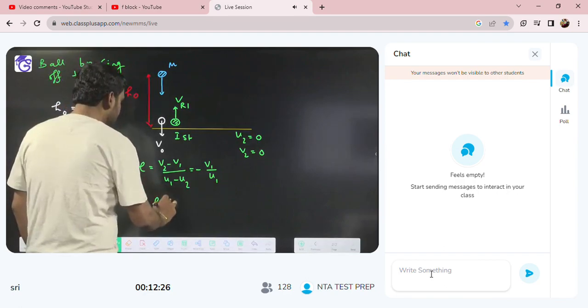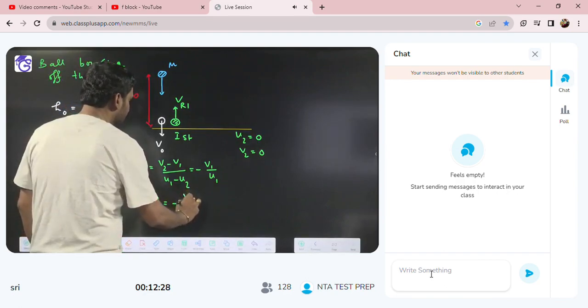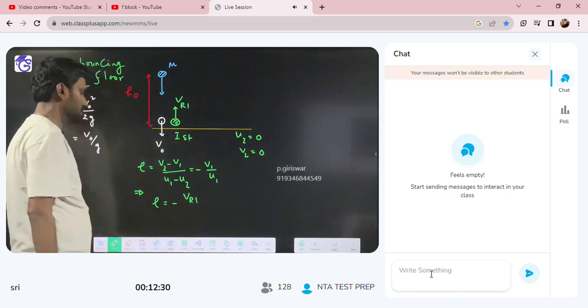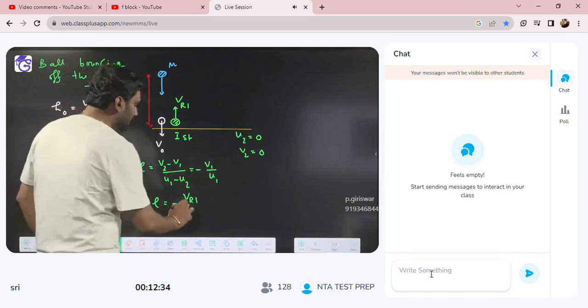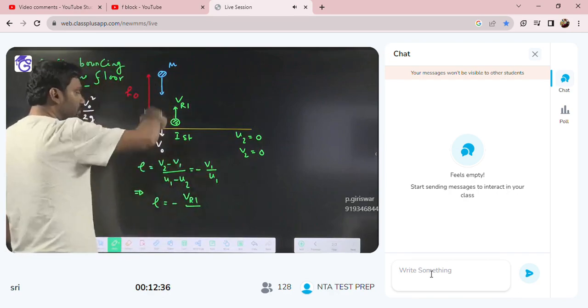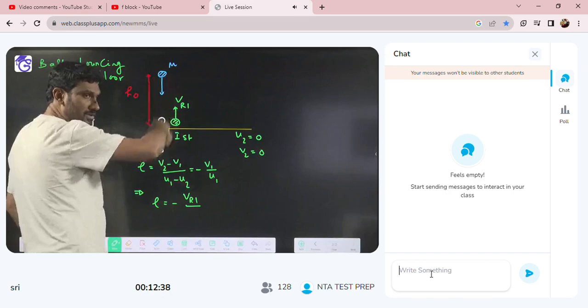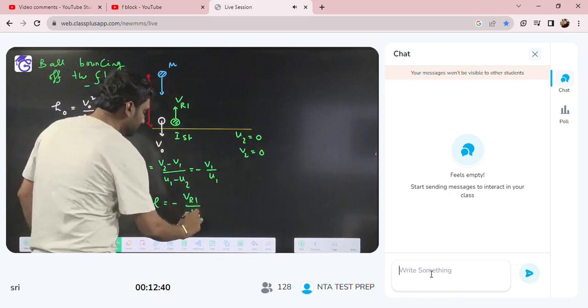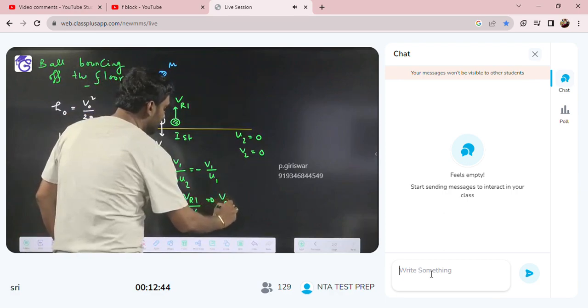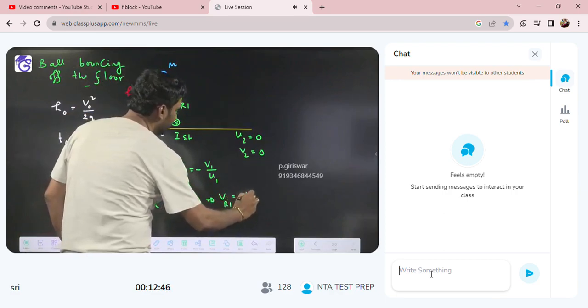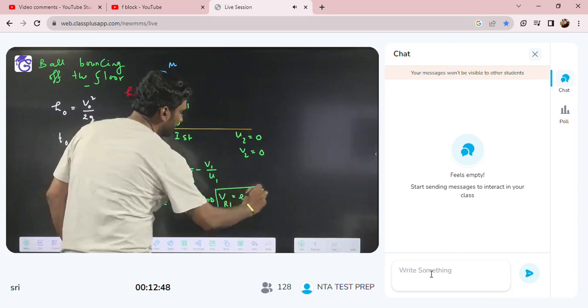So E is equal to minus of VR1 divided by U1. How much is U1? U1 is V0 but minus V0 since it is down. So minus minus plus. So we can write VR1 is equal to E into V0. That is a very important relation.